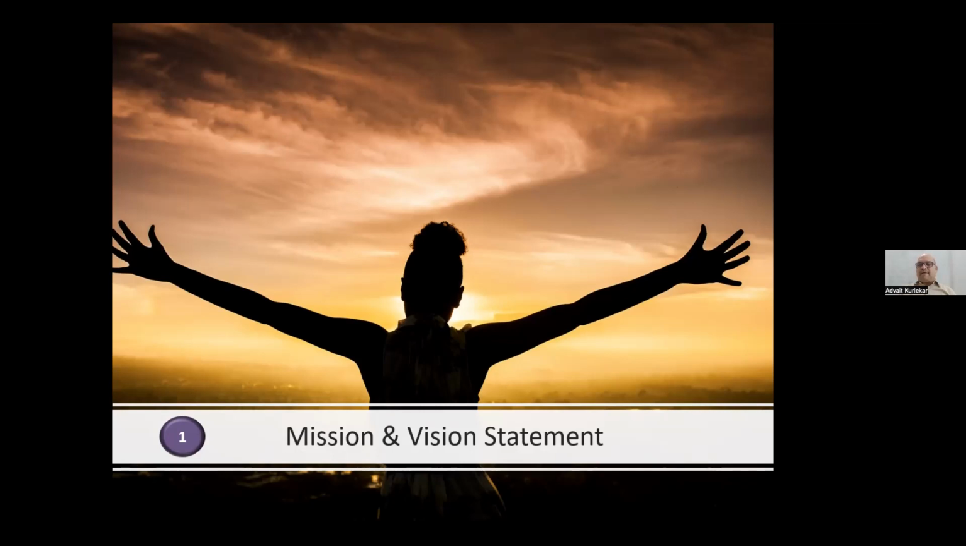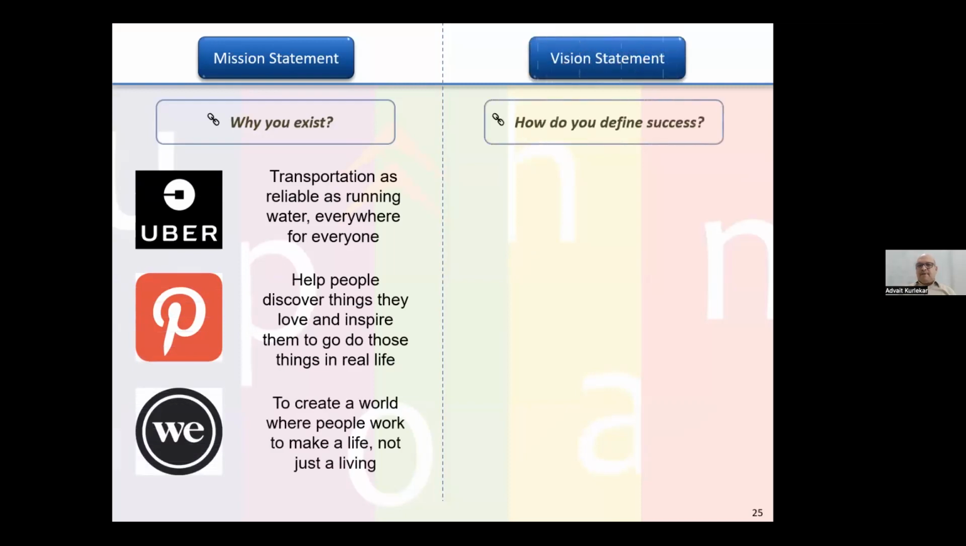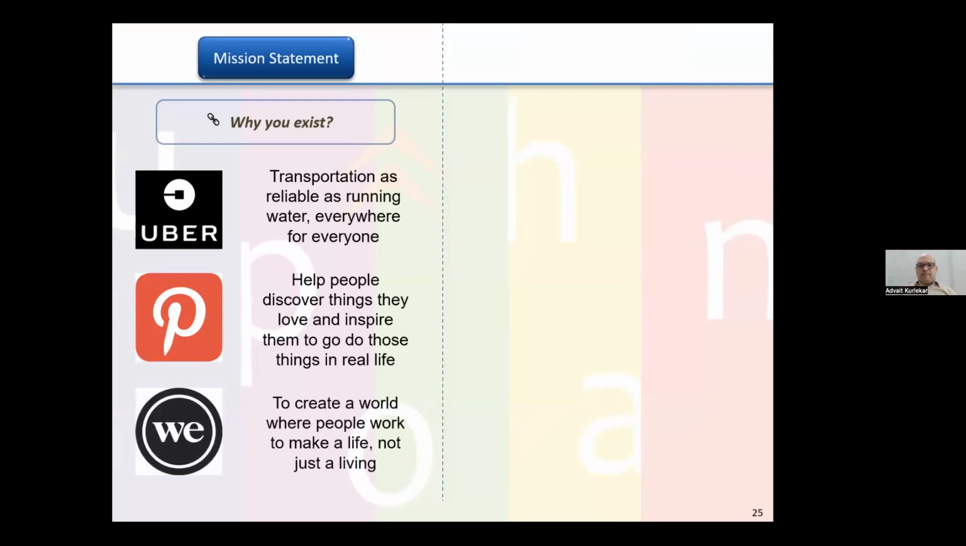That will help you identify your vision. That will also help you articulate what your vision should be. I'm just giving some basic examples of some of the more well-known companies that we are aware of, which is Uber, Pinterest, and WeWork. WeWork may not be the best of examples in today's times, but still they had these kinds of vision statements. So they're very clear in terms of why they exist as a business.